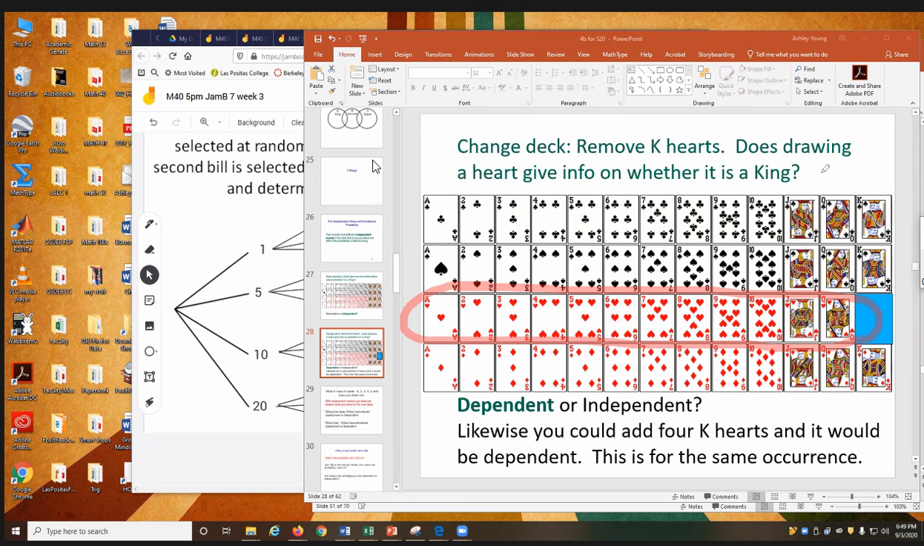But now, the probability of king, given it's a heart, is now 0. It's changed. So knowing it's a heart is very helpful. Now I can say for sure, it is not a king. That is dependent. It's changed the probability. It's gone from 3 out of 51, like 6%, to 0% chance.